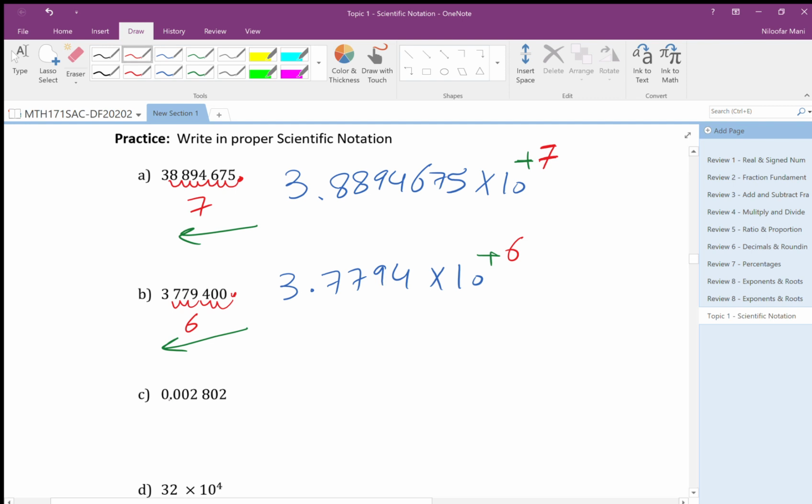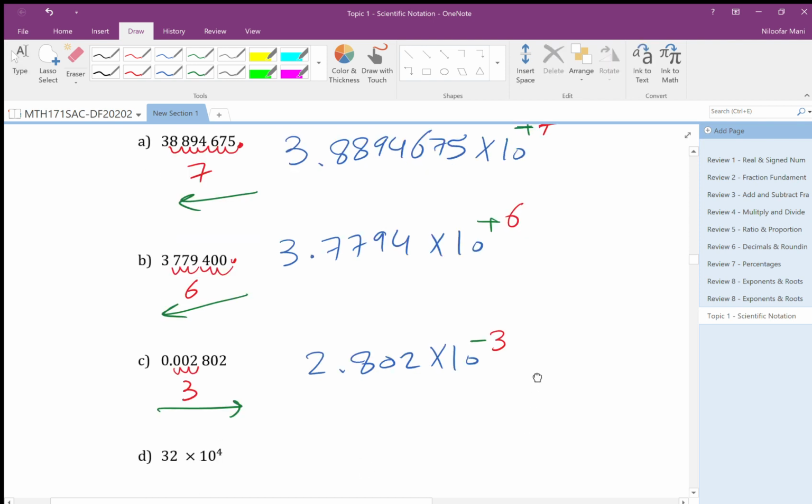Okay, how about this? Do I have a decimal? Yes. So 1, 2, 3. Okay, so 3 moves, to which direction? Here. So I have 2.802 multiple 10 power minus 3. Okay, why minus? Because right. And why 3? Because this is the number of moves I have.